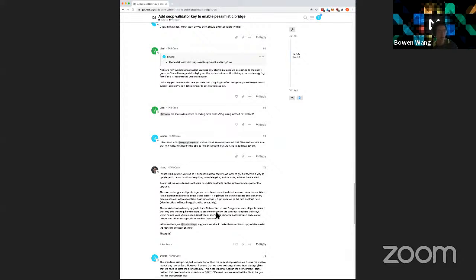And this allows us to directly upgrade the staking pools without having to go through either the manual migration or this additional action. It also allows us to modify the staking action directly to take 3 arguments instead of 2, which is basically taking the SEC 256 K1 public key in addition to the ED25519 public key.